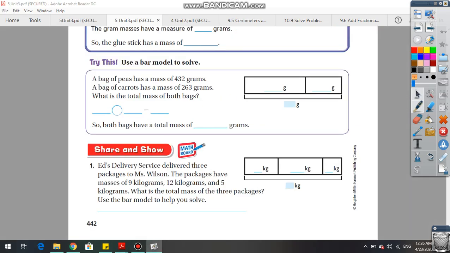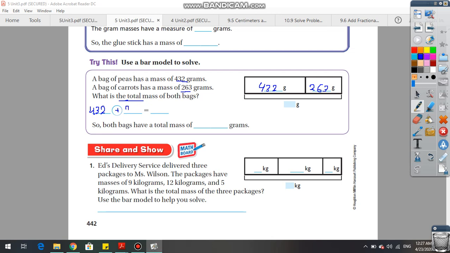Okay guys, we will move on to the next page. A bag of peas has a mass of 432 grams. A bag of carrots has a mass of 263 grams. What is the total mass of both bags? Okay, peas is 432 and carrots is 263. He wants to find the total, so I will do what, guys? I'm gonna add.